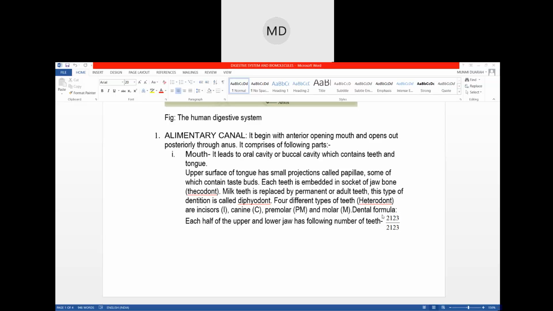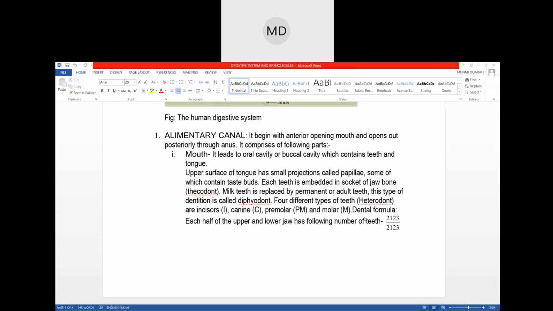So the total number of incisors in the upper jaw is 4, canine is 2, premolar is 4, molar is 6. This formula is made by dividing the mouth into left and right, upper and lower. That is why you have to multiply each one by 2: 2 into 2 is 4, 1 into 2 is 2, 2 into 2 is 4, 3 into 2 is 6. Because you can consider this as one side, the left side.